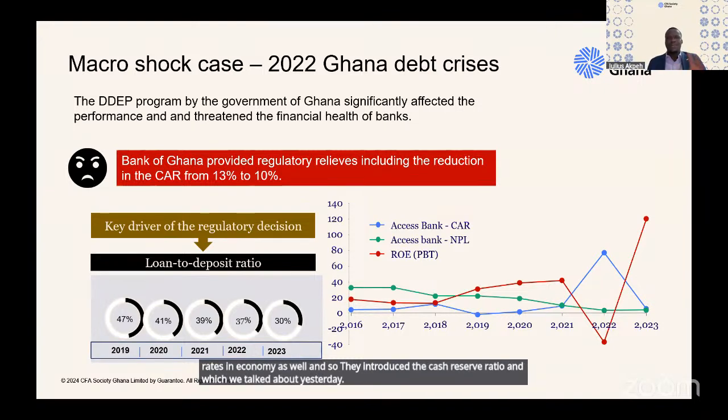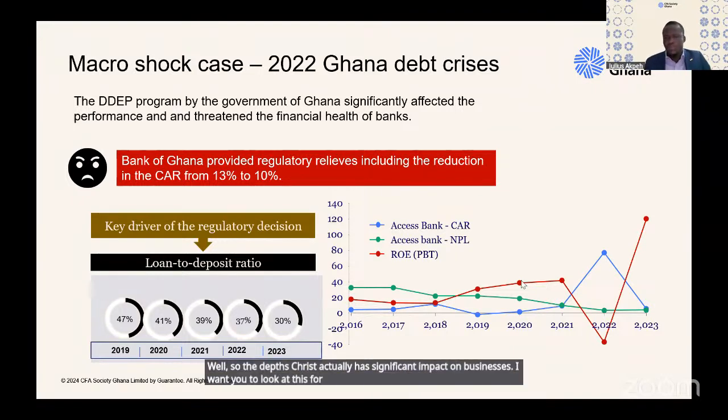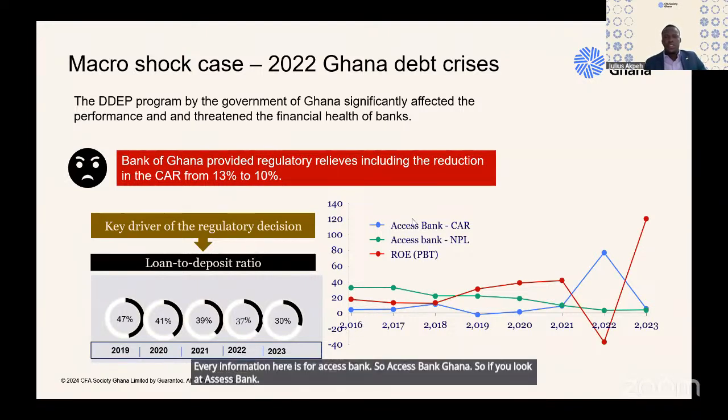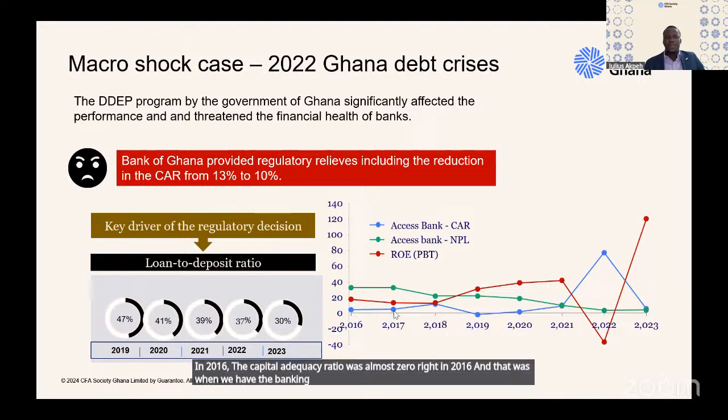So the debt crisis actually had a significant impact on businesses. I want you to look at this for Access Bank. Everything I'm showing you here is for Access Bank Ghana. If you look at Access Bank in 2016, the capital adequacy ratio was almost zero, right? That was when we had the banking sector crisis. Then we started experiencing recovery beyond 2017.